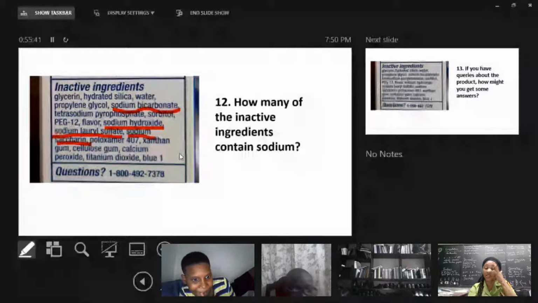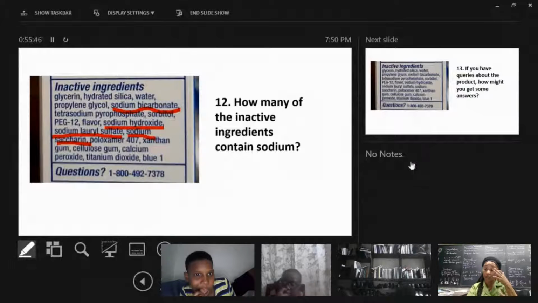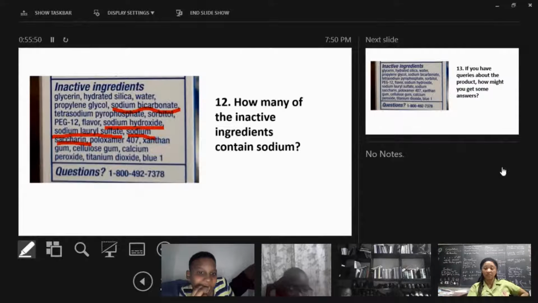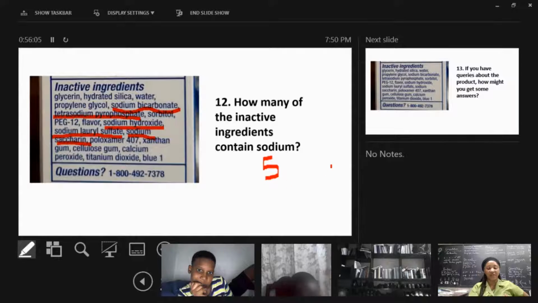You sure you don't see any other? Miss, it's not 4, it's 5. So which other one? There's another one, right? Tetrasodium pyrophosphate. Yes, Miss. So that's five of the inactive ingredients that contain sodium.